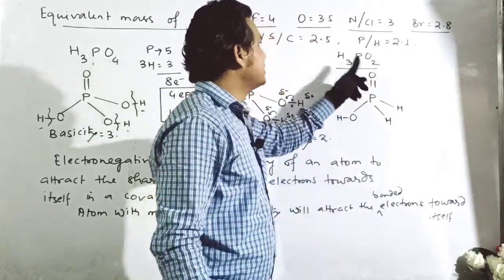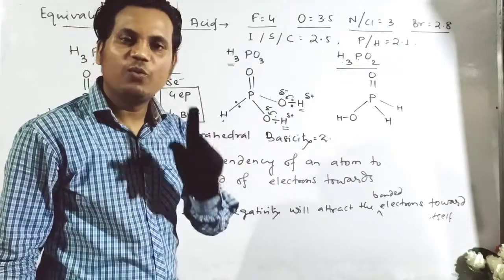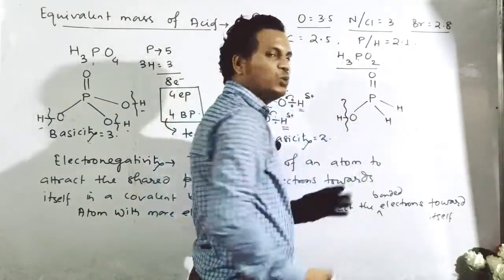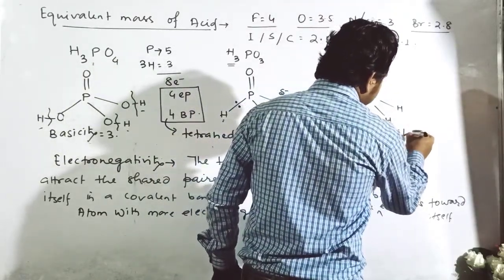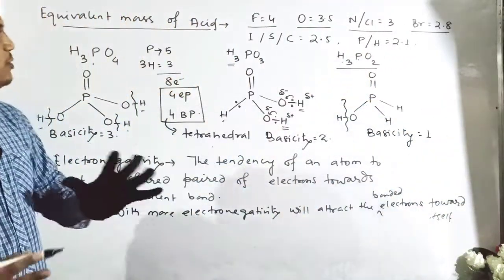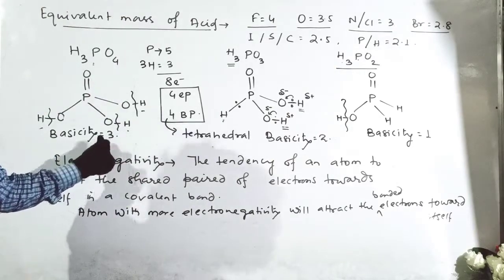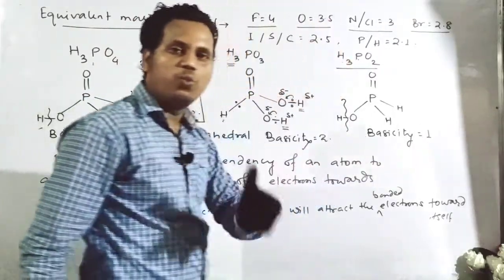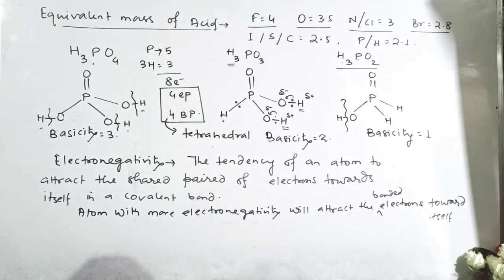So this contains 3 hydrogen, but it can replace only 1 hydrogen. Only this can be broken. These 2 cannot break. So this compound has the basicity how much? 1. So what will be the equivalent mass? Molar mass by 3, molar mass by 2, molar mass by 1. So in this way you can find the equivalent mass. Okay.